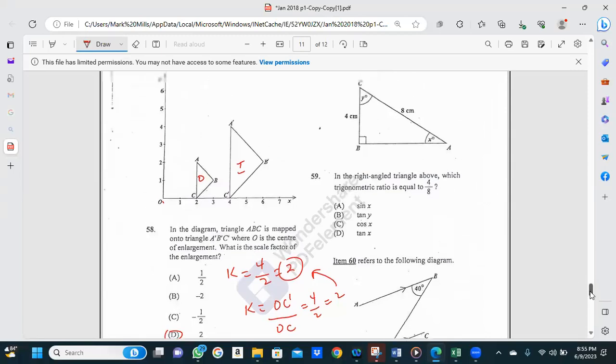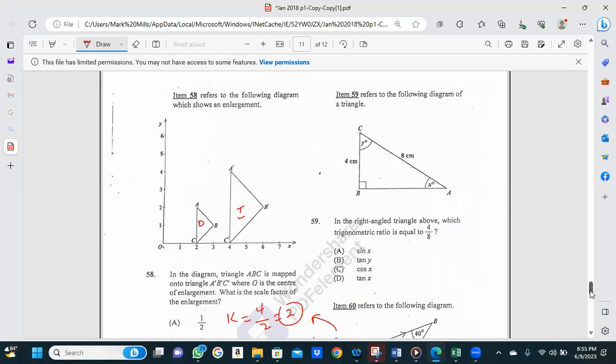All right. We want to find which of these formulas would match this one here. In the right angle triangle above, the trigonometric ratio is equal to 4/8. So if I am right here and I go this way, this will be opposite, and you're going to meet the hypotenuse. So with reference to x, it would be sine x, opposite over hypotenuse.